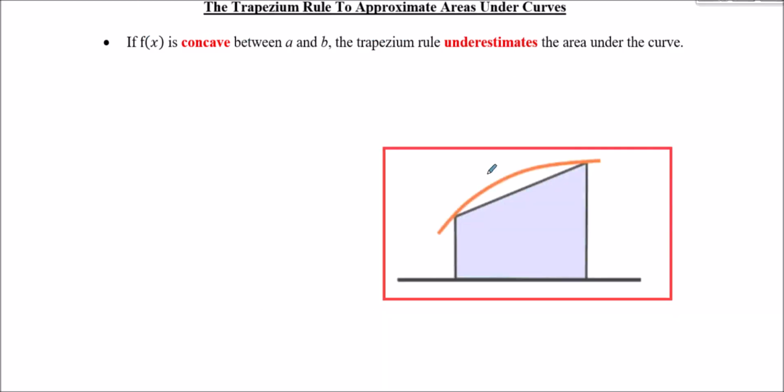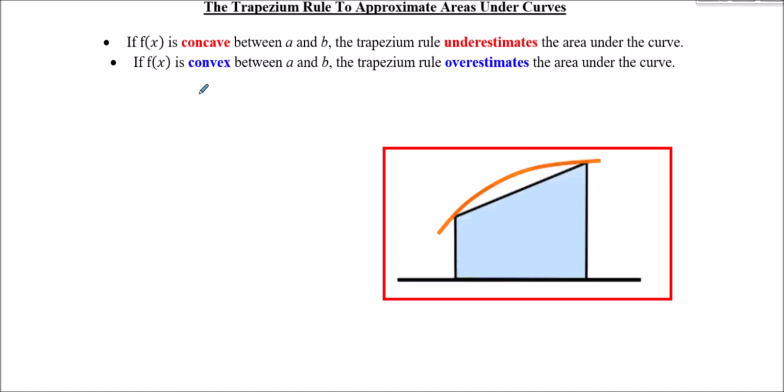So a little image to help. This is a concave curve in orange, sort of curving outwards. A trapezium in between these 2 points here, as you can see, although it approximates the area in between this line and that line, does give an underestimate because this bit here isn't included in the area of the trapezium.